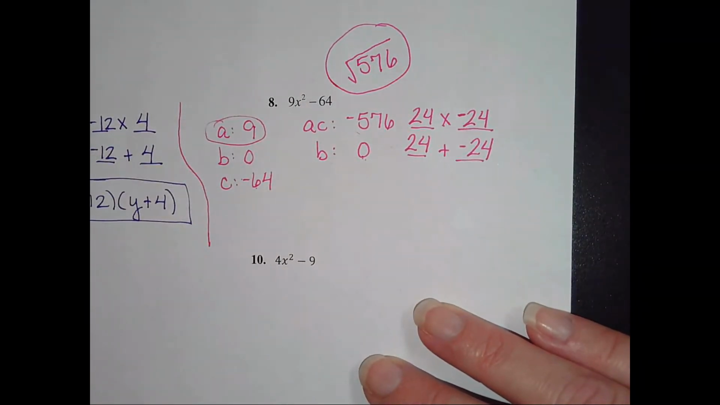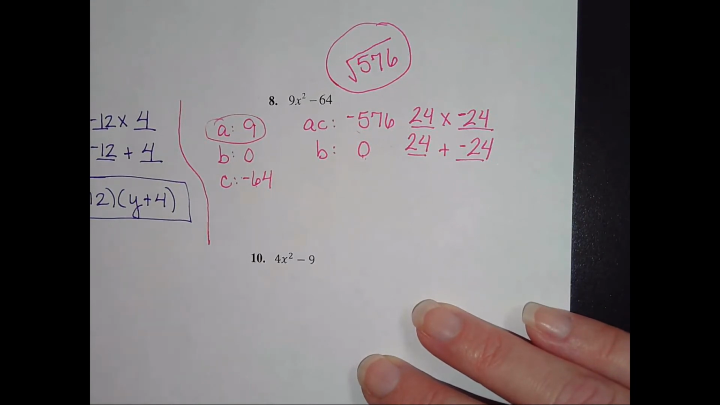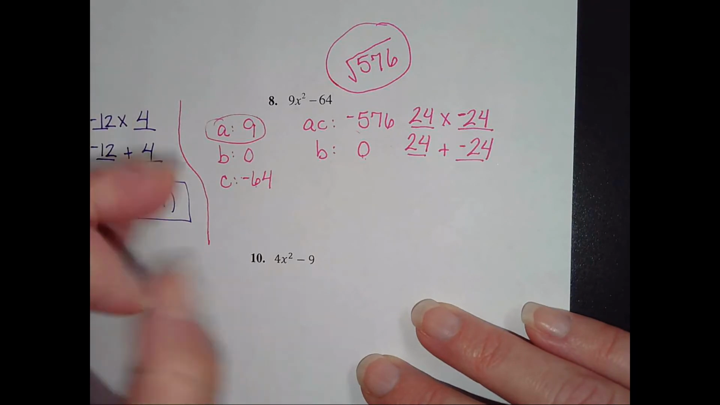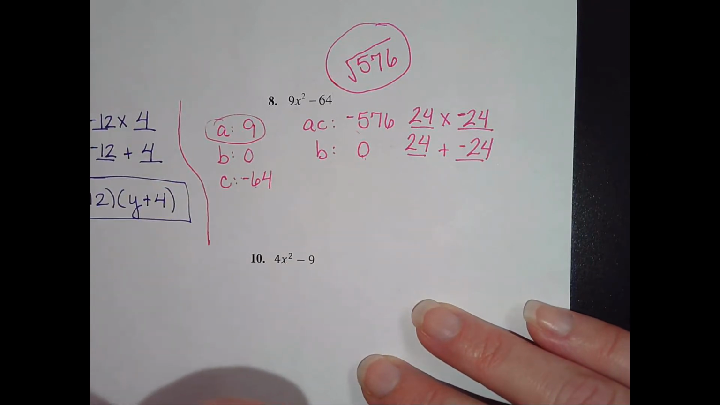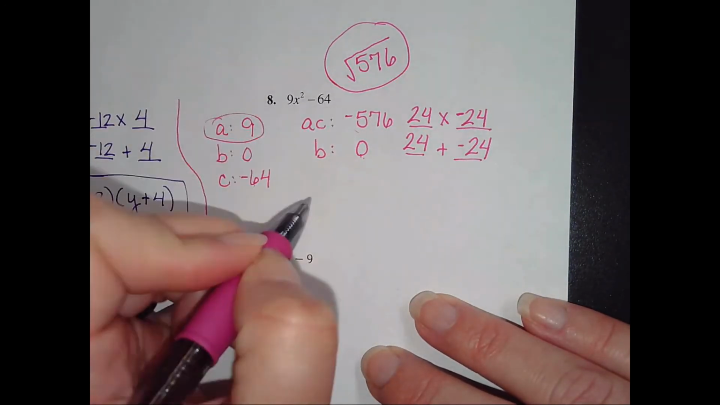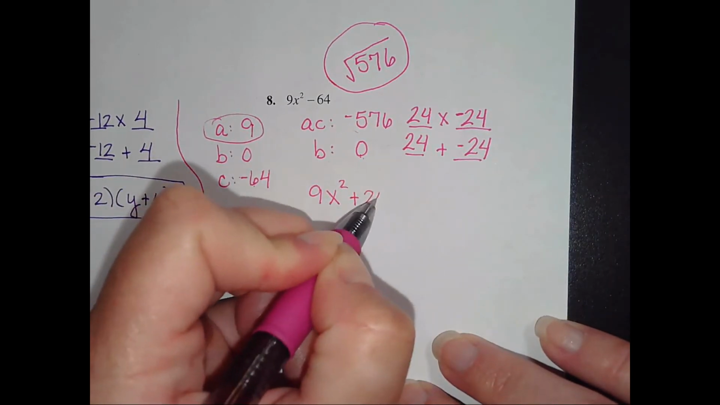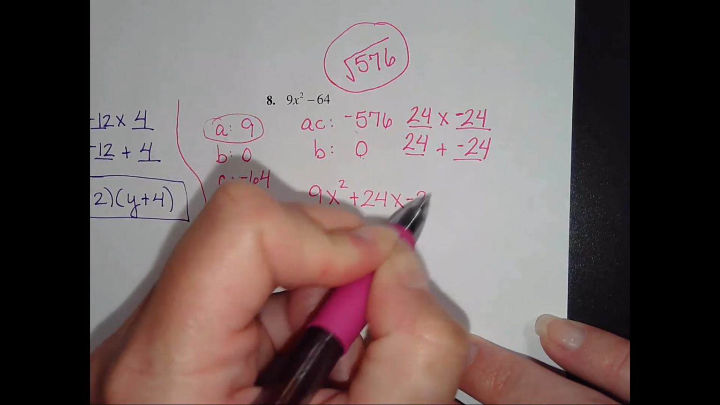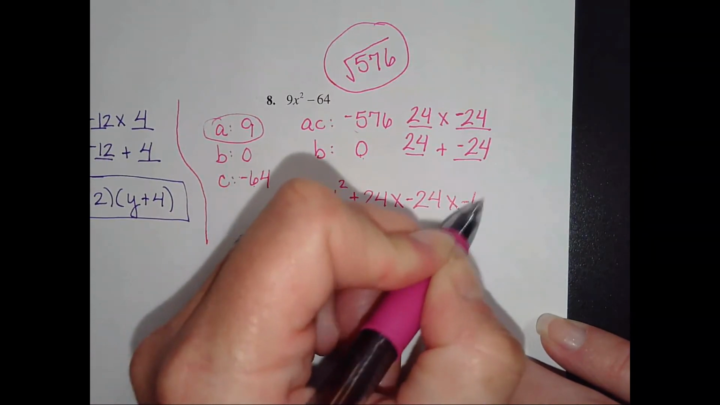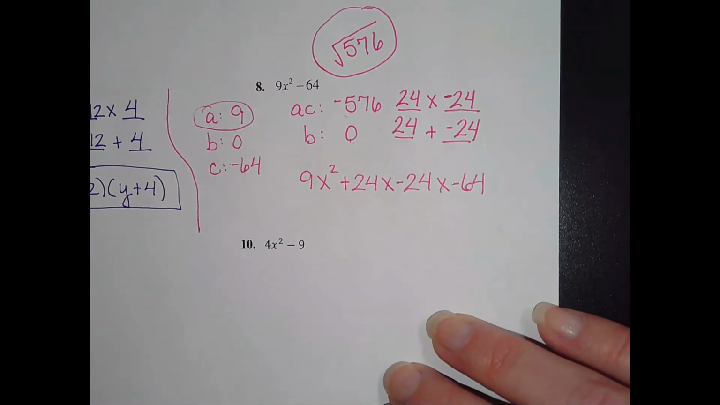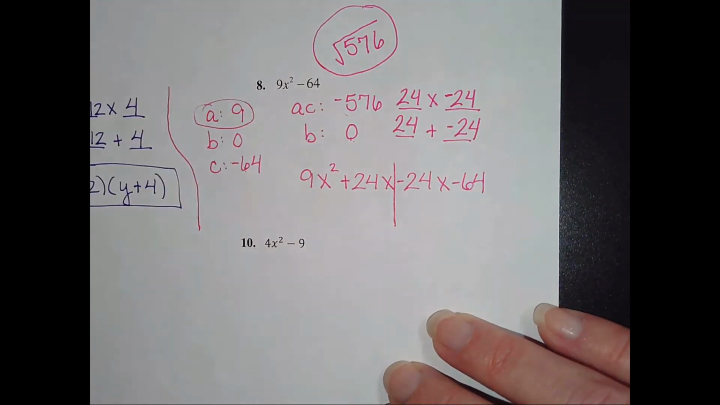And this is where you're going to be upset because A is not 1. So you don't just take these numbers and shove them in parentheses and be done. You have to now split apart the middle term. But there's no middle term to split up, so actually you're making your problem lengthier. So we rewrite this, 9x squared, and then I have plus 24x minus 24x minus 64. So I split apart the middle term that doesn't physically exist right now. And then I break it apart and I do my GCFs.